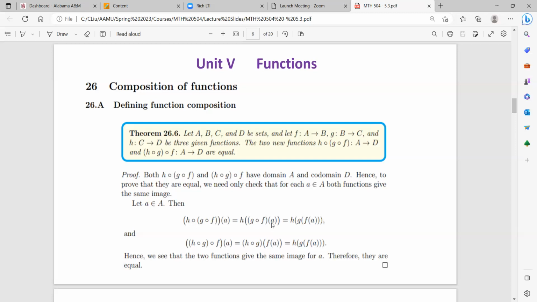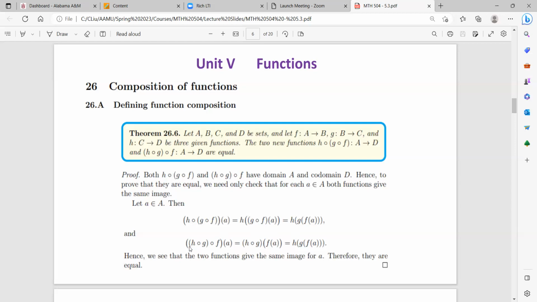But then the argument of H is just decompose F at A. But by definition, the argument is G of F of A. So at the end, you get H of G of F of A.